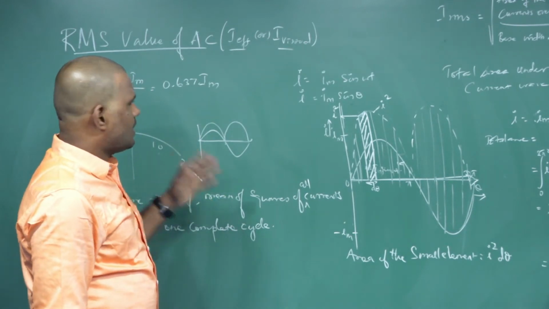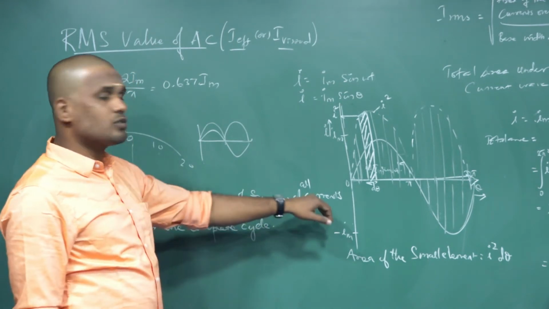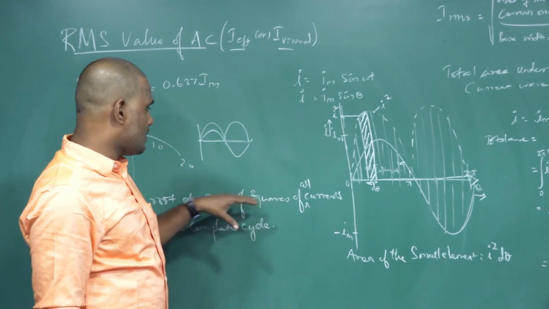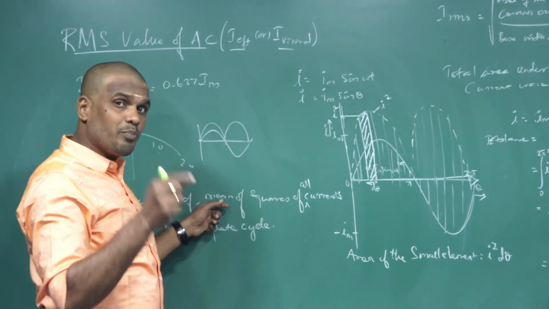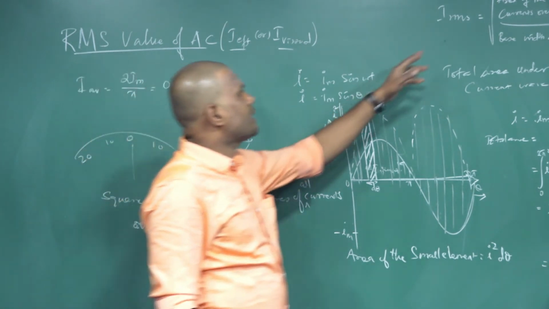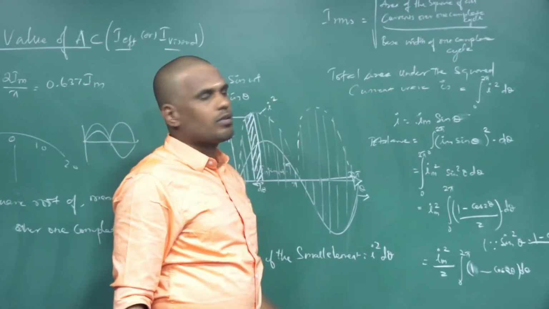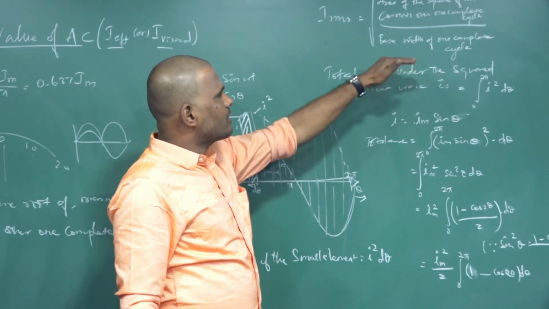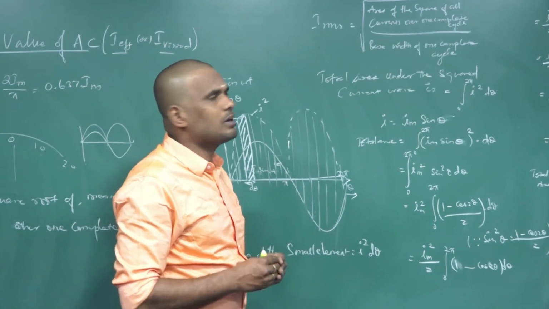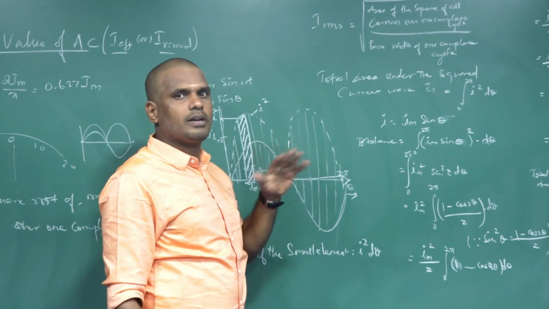So to calculate the RMS value of alternating current, you have to take the square root of the mean of the squares of all currents over one complete cycle. In order to calculate the sum of the squares of all currents, I am not speaking about the mean, I am speaking about the sum. The sum of the squares of all currents is taken by calculating the area of the square of all currents over one complete cycle. When it is divided by the base width of one complete cycle, you get the mean value of all the squared currents over one complete cycle. When a root is taken, you get the RMS value.